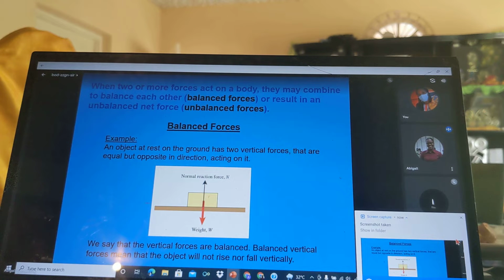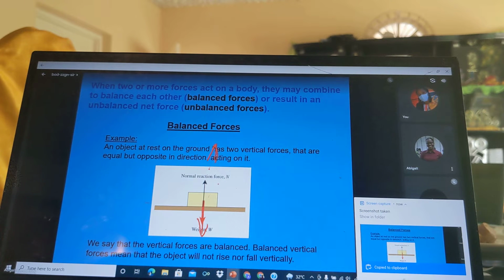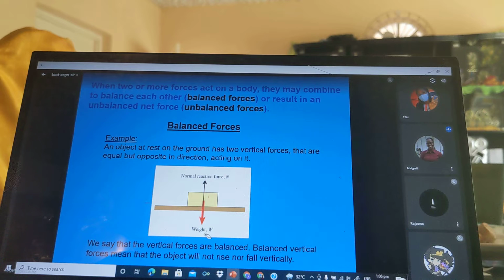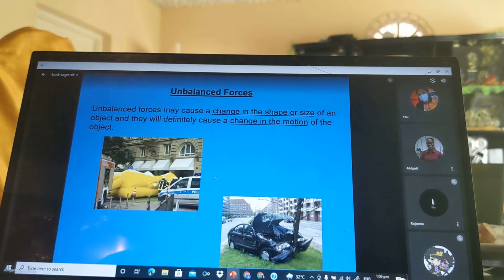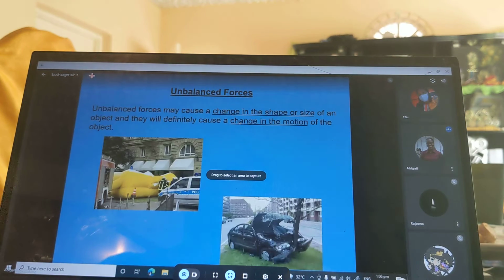So in this situation here, due to the normal reaction arising because of the application of the weight, they are balanced forces because it's neither going up nor going down, right? Neither is it going up nor is it going down. Alright, so then we can talk about the opposite of balanced, which is unbalanced force.